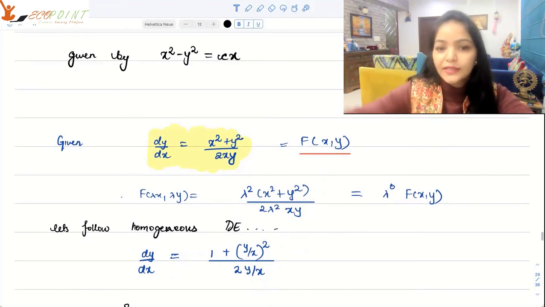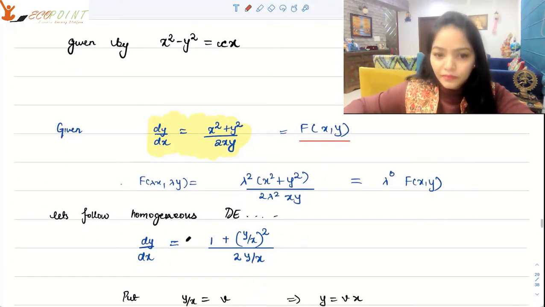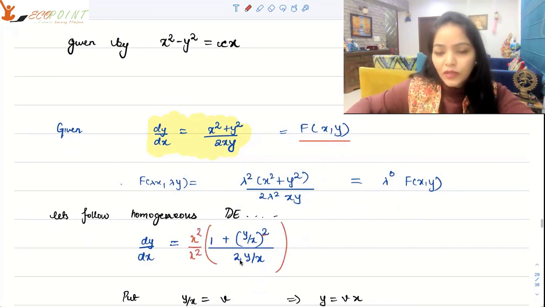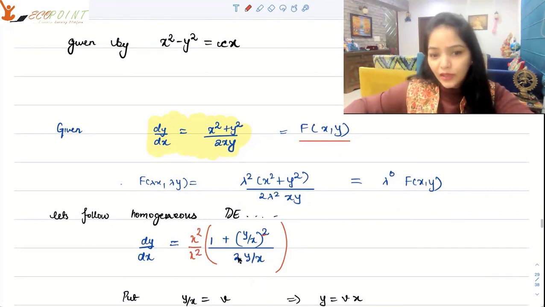So dy by dx is equal to, what we can do is take x square common. So 1 plus (y by x) square. This will become 1 plus (y by x) square. So we've taken x square common here also and here also. In the denominator, it will become 2y by x, because when you multiply by x square, you will get xy. So this is cancelled, and this is what you have.